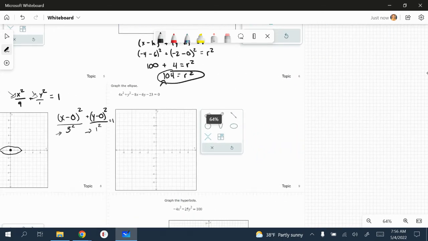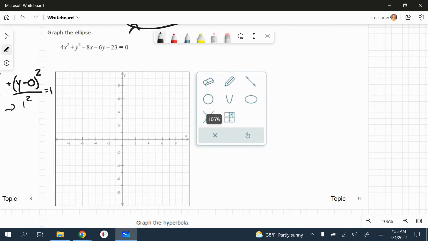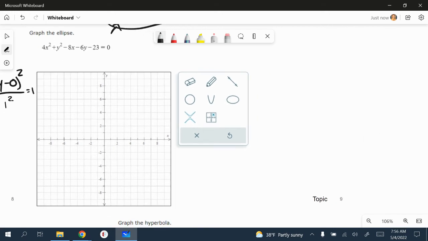Let's move on to this last one, graph the ellipse. Now it looks a little bit different. This is one where we're actually going to have to do some completing the square to solve. So I've got a lot of room on the right-hand side, and I'm going to use it. First, I'm going to move the x's next to each other, like that, plus y squared minus 6y.